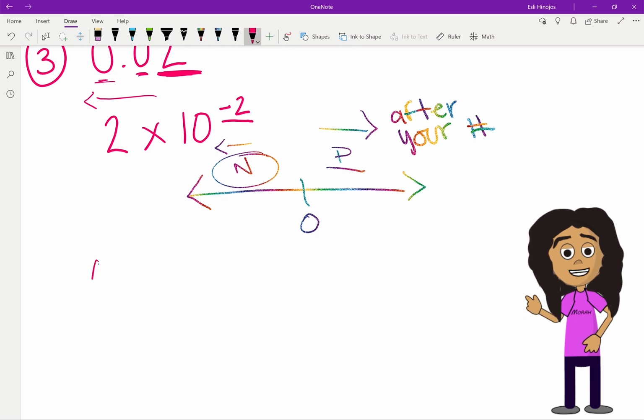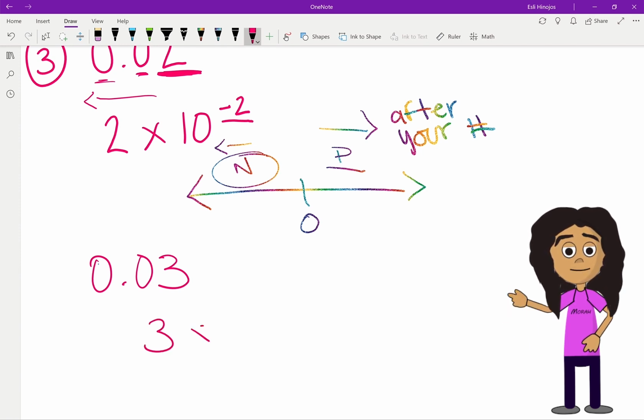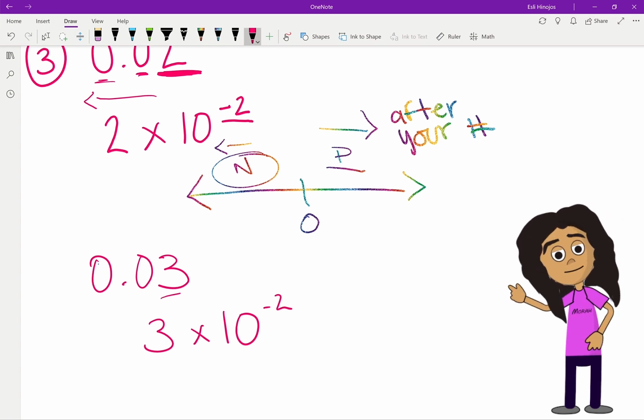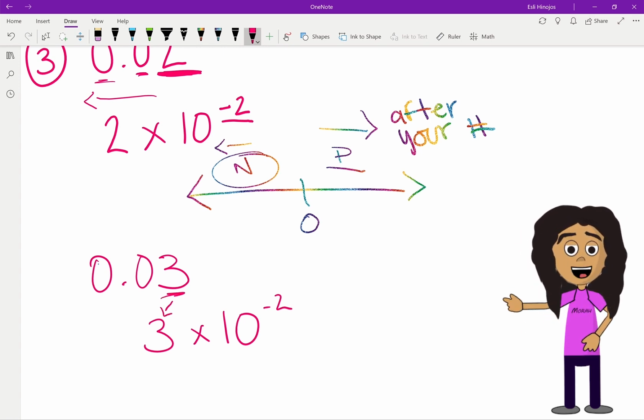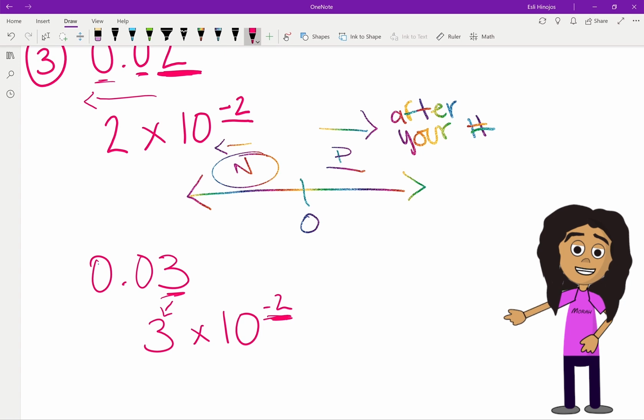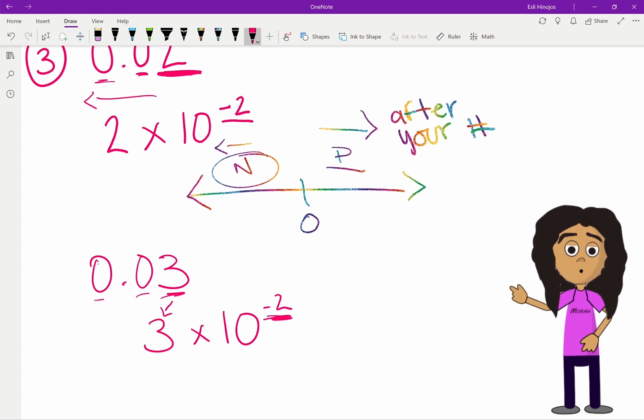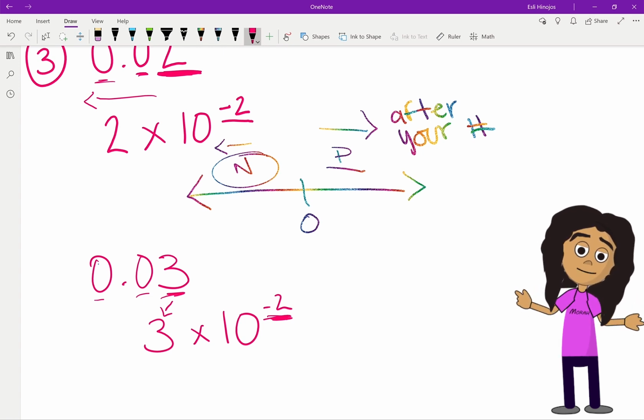Okay, so she's giving us an example. If it was 0.03, then it's going to be 3 times 10 to the negative 2. We get the 3 in front, and since there are zeros in front of it, remember we established it's going to be a negative exponent. You get the number 2 because there are 2 zeros in front of that 3.